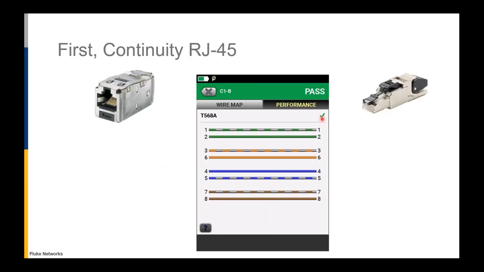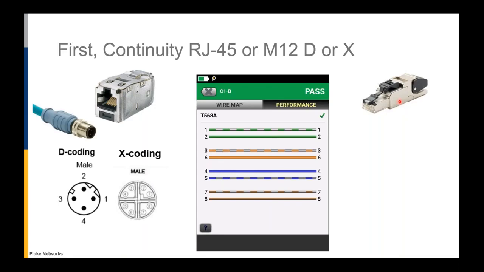Very often we talk about the registered jack number 45. We have the jack on the left, the plug on the right. But in the industrial environment, we're also going to have these so-called M12 connectors. These come in two flavors, D for data, which has two pairs, and the new X, X for Roman numeral 10, or 10 gigabit, that actually has four pairs, so it can support network speeds up to 10 gigabits.